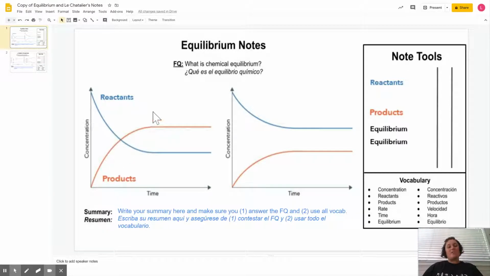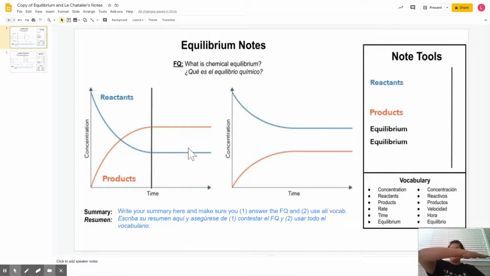Now, at a certain point in time, the concentration or amount, right? I don't mean focus. I mean how much or how little of something I have. You notice how these lines level off, okay? So I'm going to take one of my note tools and I'm going to add it to where I see the lines become flat. In math, whenever we have a flat line like this, a flat horizontal line, okay, that means that we have no change.